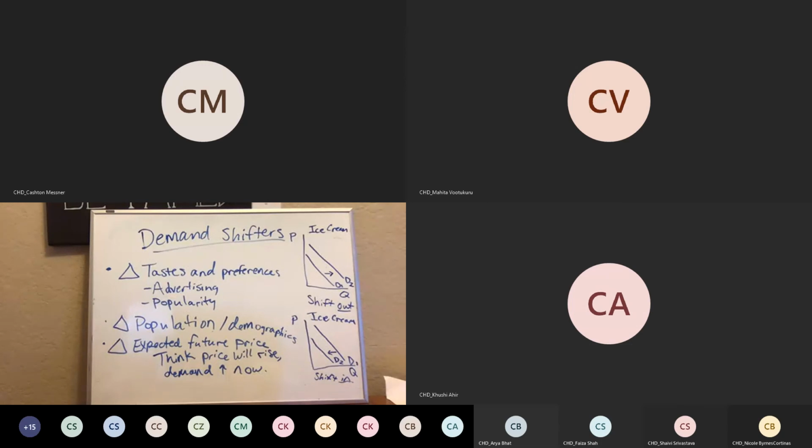If people that are buying it get less money, then if everyone starts making less, they'll buy it less. Excellent. Very, very good, Isha.